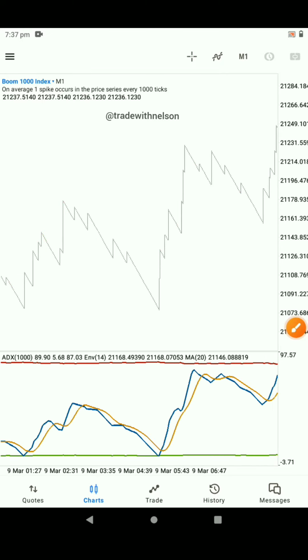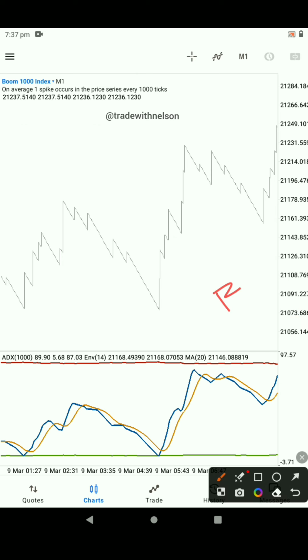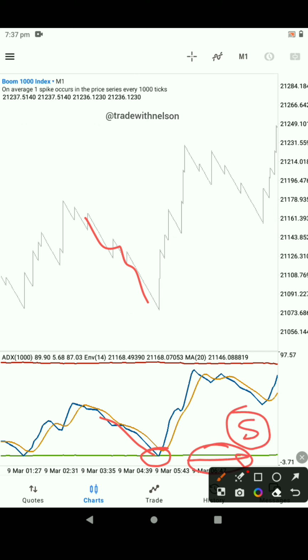So here is also a perfect example. We see how this retracement pushes the envelope into the green level. This is the oversold level and it is also acting as a support. So once you have that, you want to see a spike to the upside that pushes the envelope above the moving average. This is the first spike.